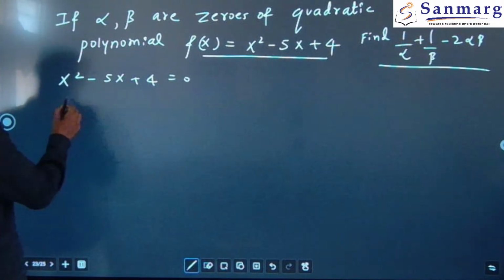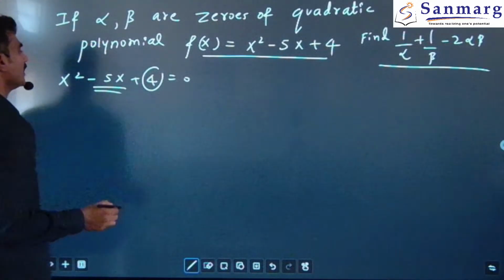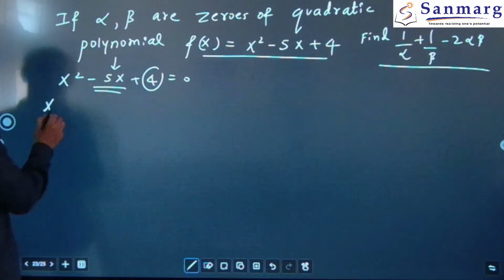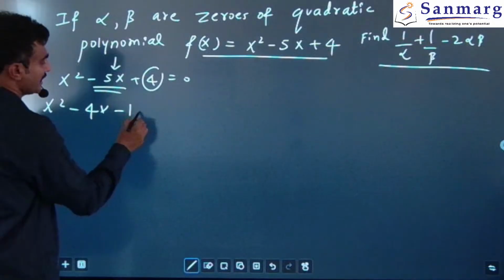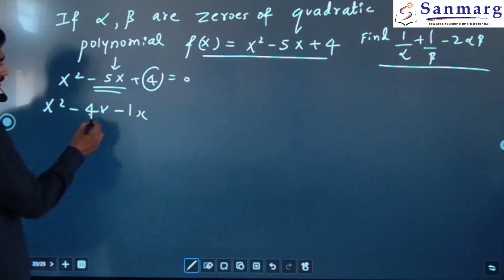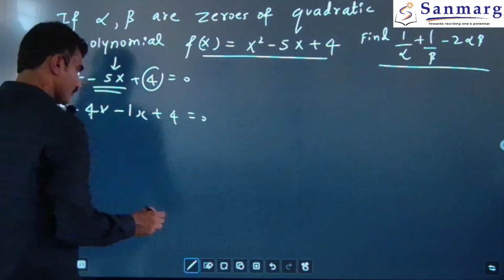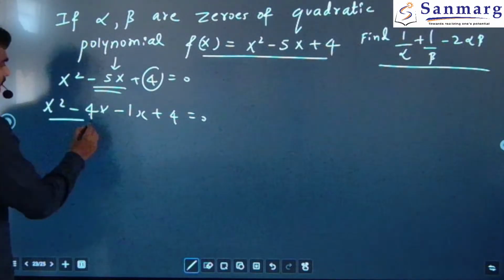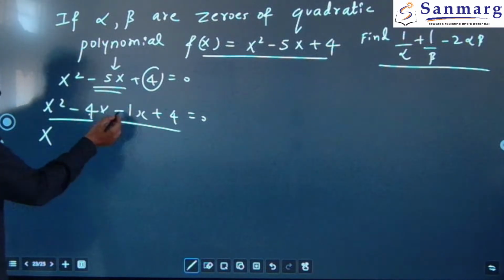Okay. So how do you split the middle term? So that if we multiply we should get 4 and if we add we should get minus 5. Which are the two numbers? The two numbers are minus 4 and minus 1. Minus 4 minus 1, if we multiply we will get plus 4. If we add we will get minus 5. Therefore we can split the minus 5 as minus 4 and minus 1.